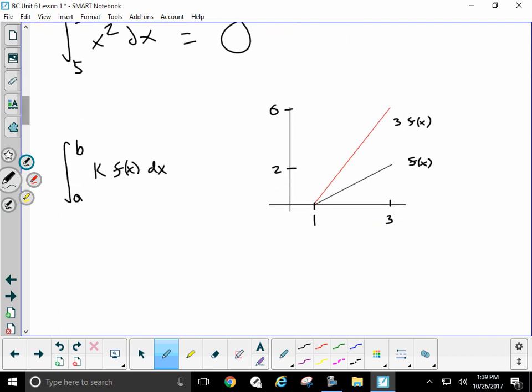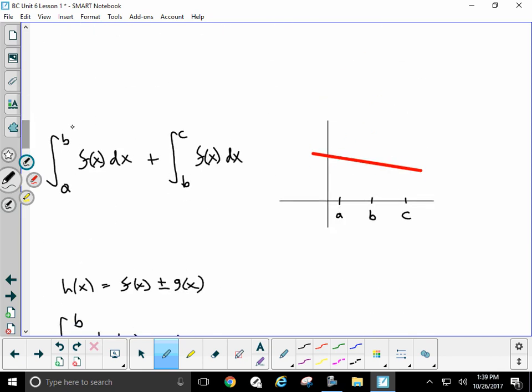If I have a constant times a function, guess what? I can just find the area under the function and multiply it by the constant. You can do that using this example if you'd like to.